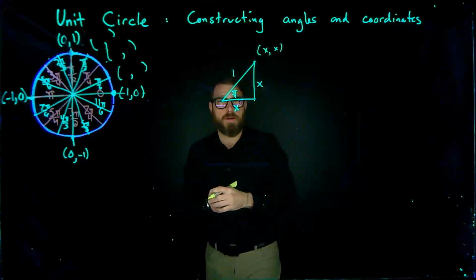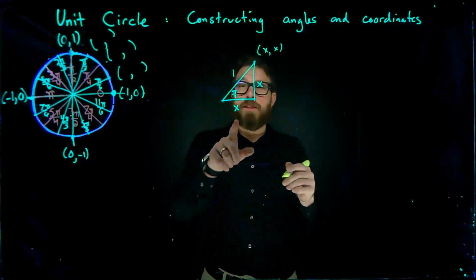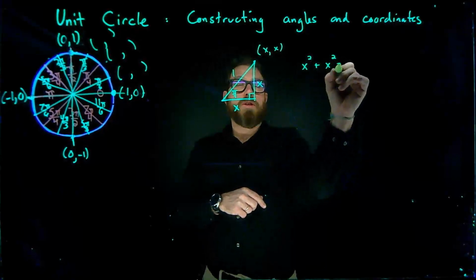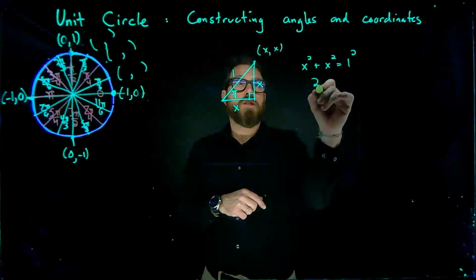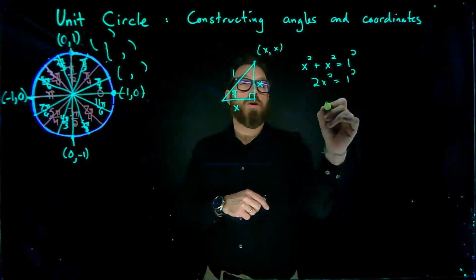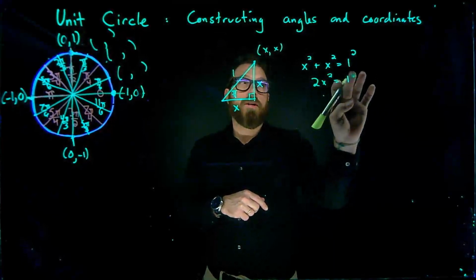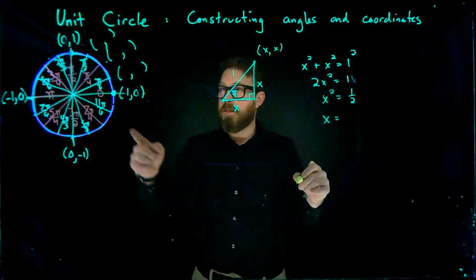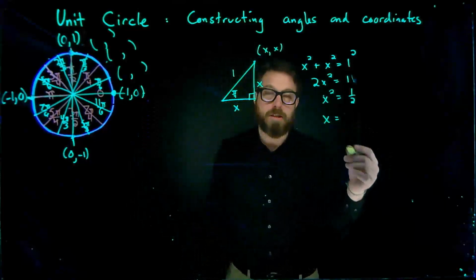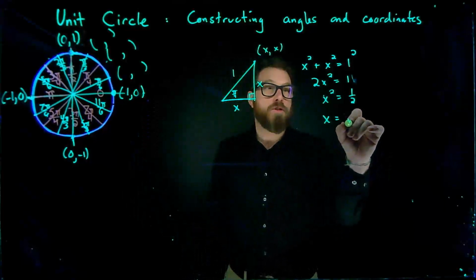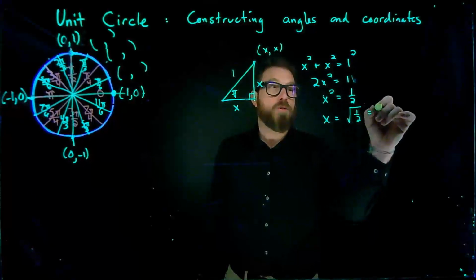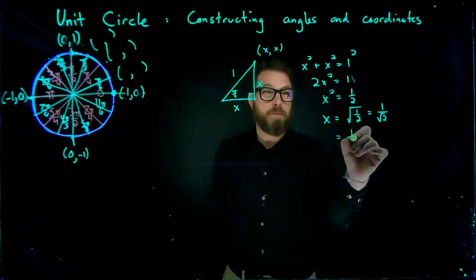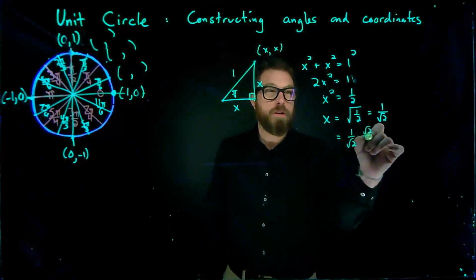I'm going to do this using the Pythagorean Theorem. These are the legs of this right triangle. So I have x squared plus x squared is equal to 1 squared. So 2x squared is equal to 1. That means x squared is equal to a half. Since I'm talking about the first quadrant, x is going to be positive, the square root of 1/2. Square root of 1 is 1, square root of 2 is root 2. And we can rationalize this by multiplying top and bottom by root 2.